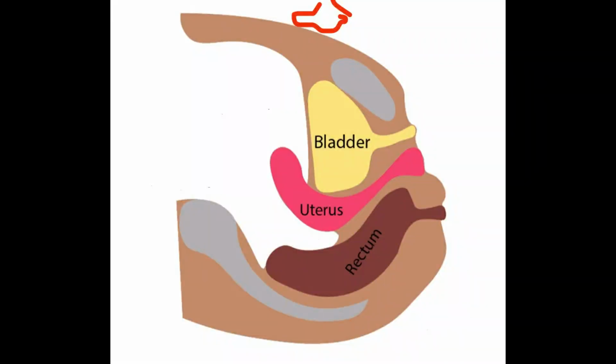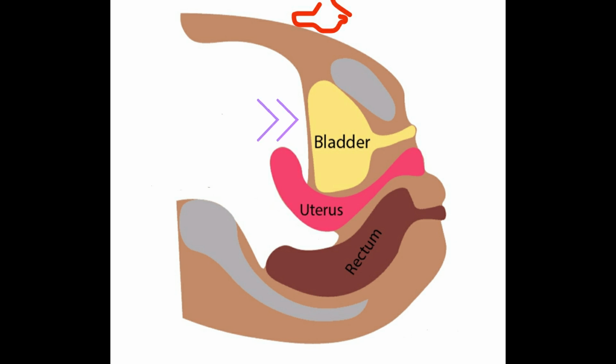The first image is a diagram showing the cross section of the pelvis. Here you can see this is the point where we have to place our probe. This is marked by an arrow, and this point is just above the pelvic bone. This is the pelvic bone. We have to place our probe just above the pelvic bone to visualize the pelvic structures.